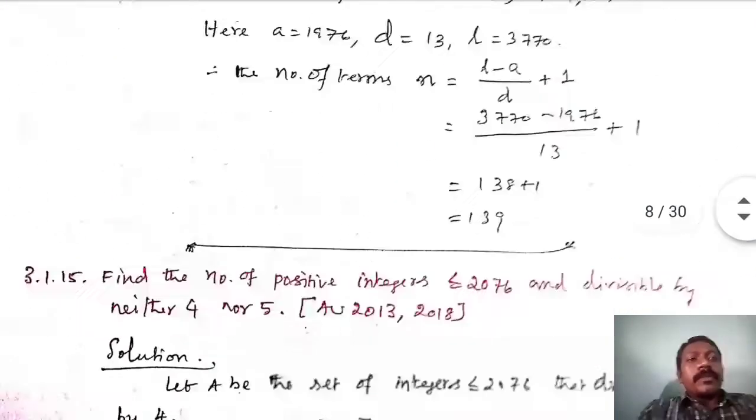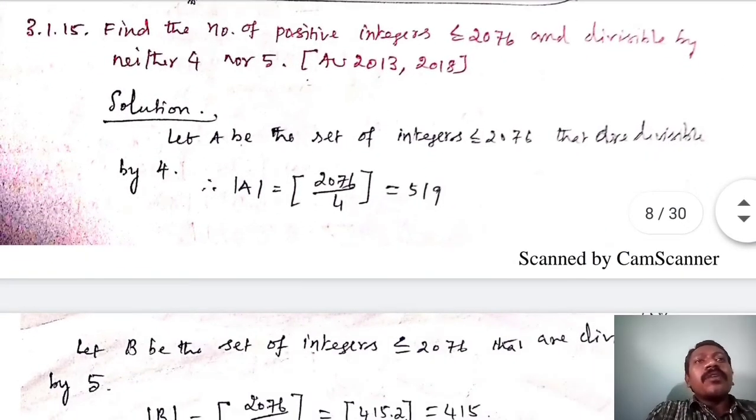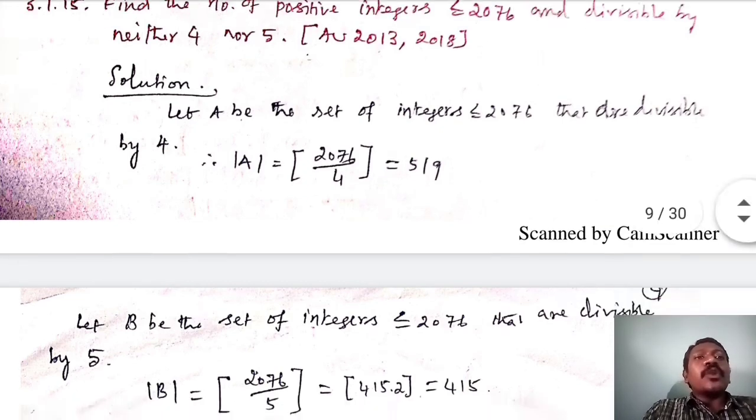So another problem I am giving as an example. Find the number of positive integers less than or equal to 2076 and divisible by neither 4 nor 5. Here it is clear given that neither 4 nor 5. So we have to find all the numbers from 1 to 2076 that are not divisible by 4 and 5. So first we have to find the number which is divisible by 4 and the number which is divisible by 5. Then we have to use the inclusion formula.